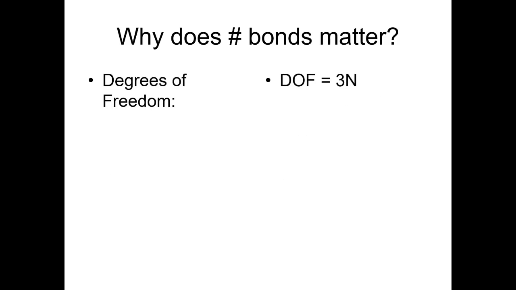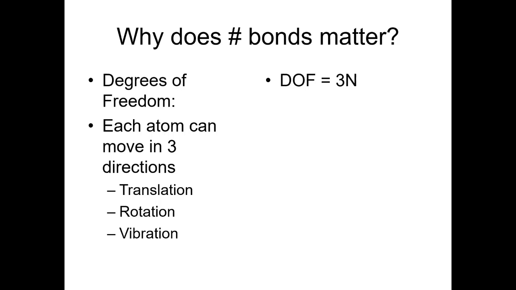Okay, so how do we figure out what's important here? Really simple thing we can do is determine the number of degrees of freedom. I shorten this to DOF, and this is 3N. N is the number of atoms. So if I count how many atoms are in the molecule and multiply that by 3, that gives me my degrees of freedom. So what does that mean?